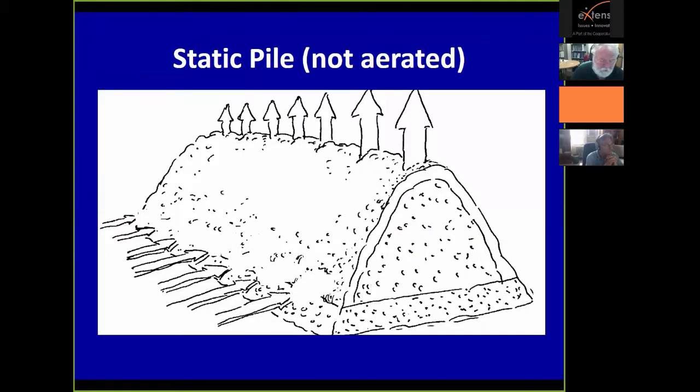This is a sketch of a static pile, your basic air coming in from the side, heated air going out through the top. This particular pile shows a mulch layer at the base. This tends to act as an air plenum. We'll get into that a little bit more in a minute. And then has a covering layer that serves as a biofilter.